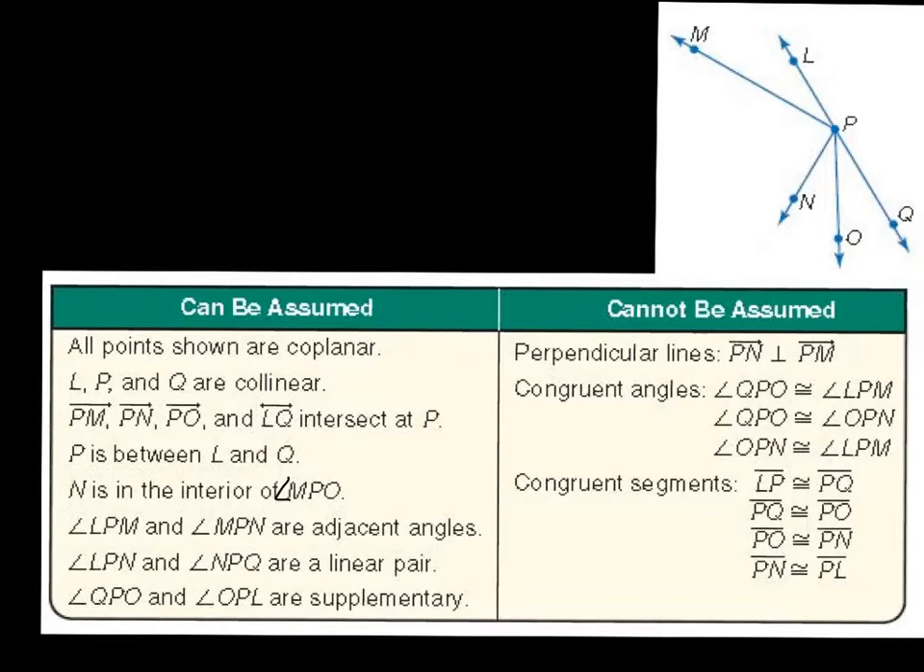You cannot assume just because it looks like it that anything is perpendicular, that anything is congruent just by appearance, and you cannot assume that segments are equal in length or congruent because they look like they are.